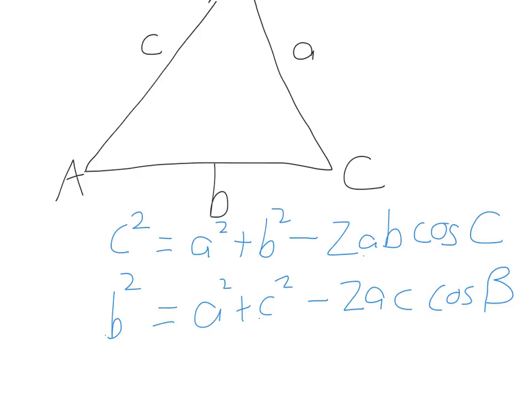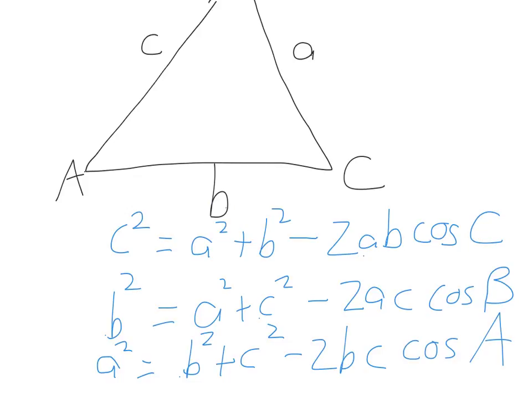And you could rewrite it a third way. A squared is equal to the sum of the squares of the other two sides, B and C. So A squared is equal to B squared plus C squared. Then minus twice the product of those two sides, B and C, times the cosine of angle A, since we have the length of side A squared by itself.